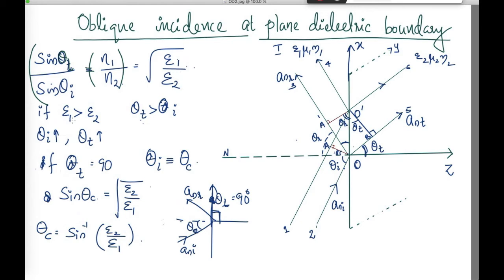Now take the case with epsilon 1 greater than epsilon 2. What does it mean?